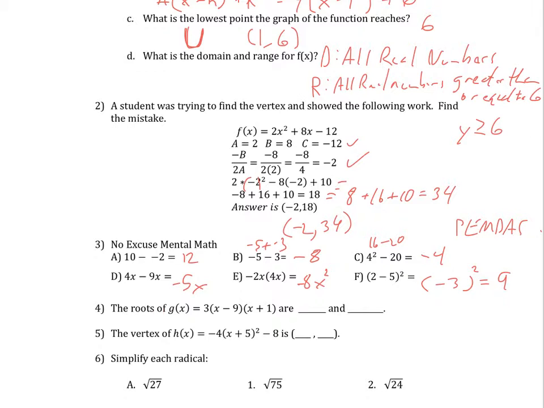Number 4, so we're supposed to find the roots of this function, and it's already in factored form, and we have told you to look at these parentheses here, and it's basically the opposite of the number you see right there. So if you see minus 9, then the root is going to be positive 9, and x plus 1 means it's negative 1.